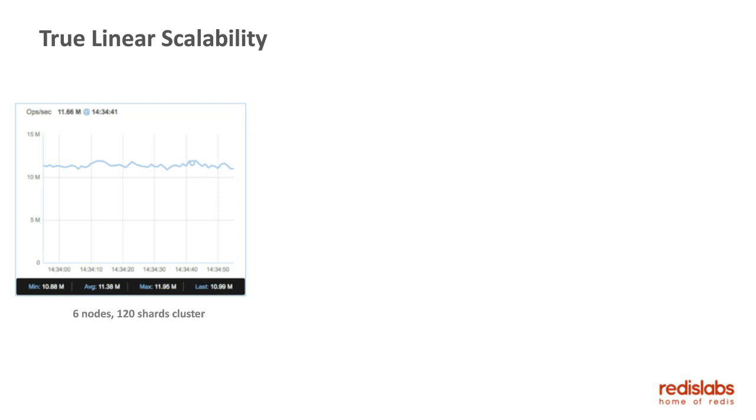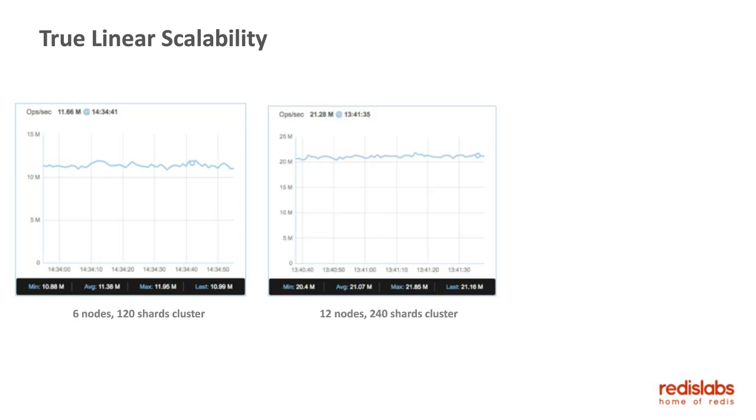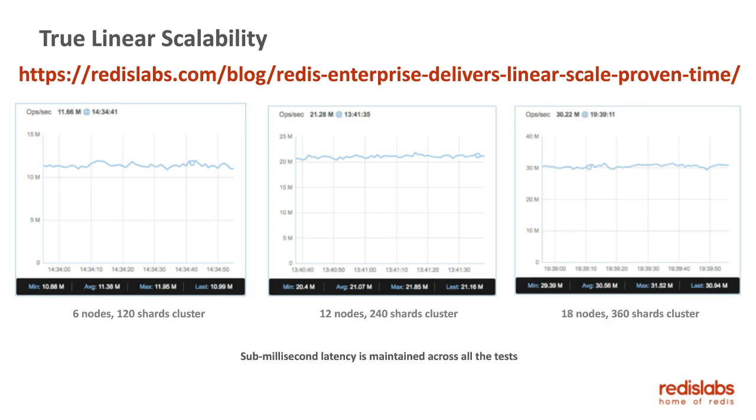But to prove the linear scalability: if you go from 6 nodes and 120 shards to 12 nodes and 240 shards, we get 20 million operations per second, still sub-1 millisecond latency. And again, if we add another 6 nodes, going to 18 nodes on 120 shards, we get 30 million operations. And in our latest benchmark, you can go into the link above later on, we actually have 50 million operations with 26 nodes, sub-millisecond latency.